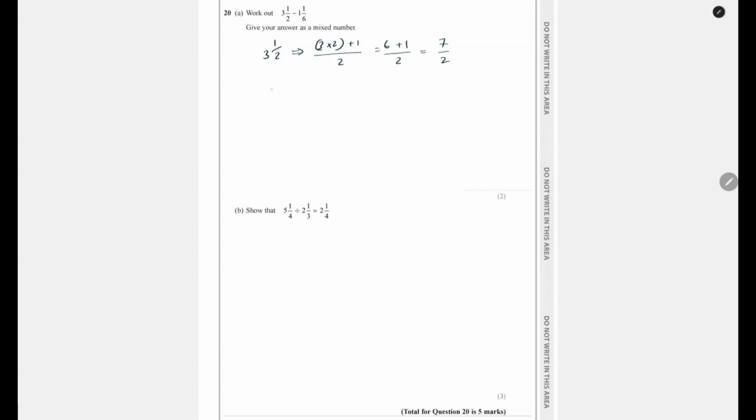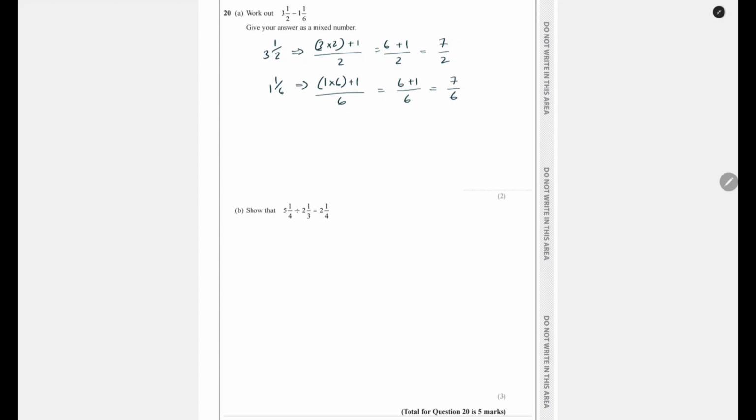If we do the same thing for the other fraction, that's 1 1/6. 1 times 6, so the big number in front multiplied by the denominator plus the numerator over 6. 1 times 6 is 6 plus 1 over 6. That's 6 plus 1, which is 7 over 6.